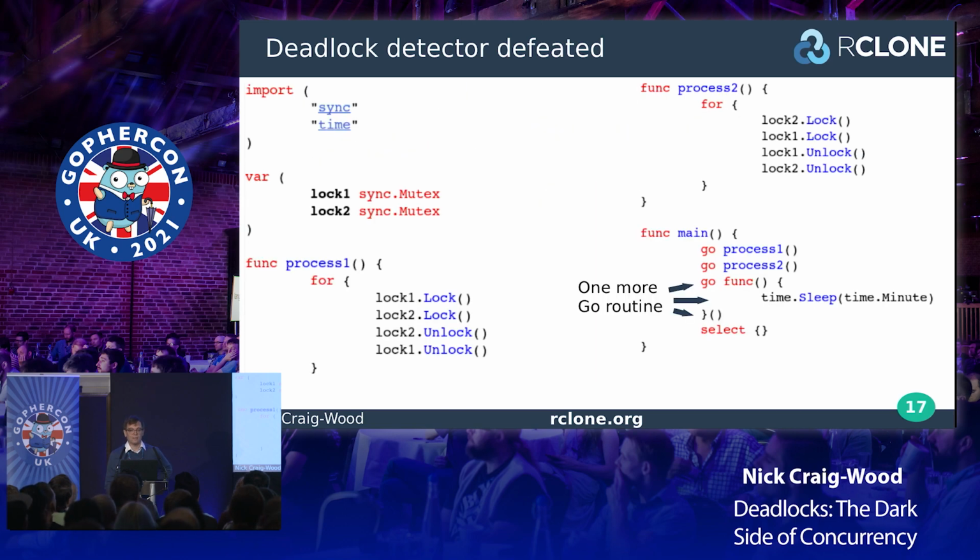So here's the code again. We've added 1 extra Go routine, as indicated, which just does a sleep for a minute. And if we add that, the deadlock detector does not kick in, and the program deadlocks silently. Process 1 and process 2 are deadlocked, but the rest of the program is working fine.